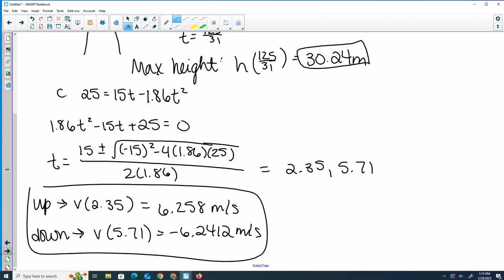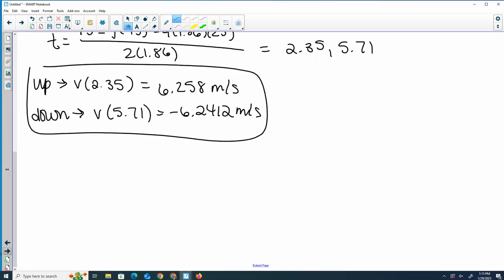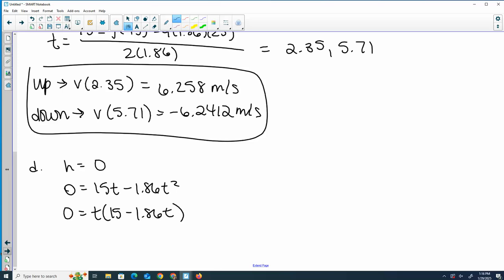Part D. If it hits the ground, what does that mean? The height is 0. So you set your original equal to 0. If you factor out a t and solve, you get 0 and 8.06. The 0 is because you started on the ground, so it hits the ground after 8.06 seconds.